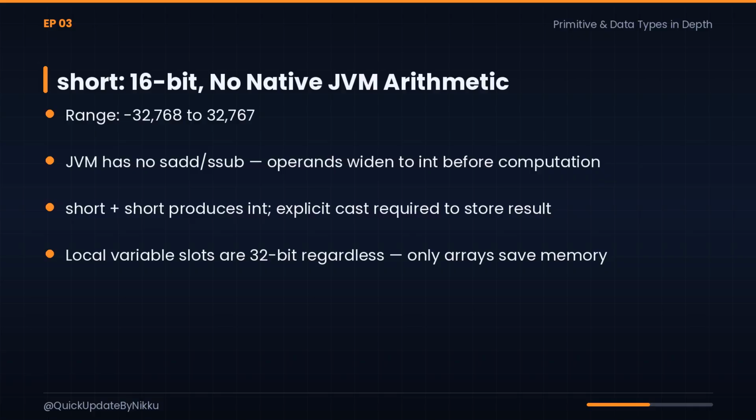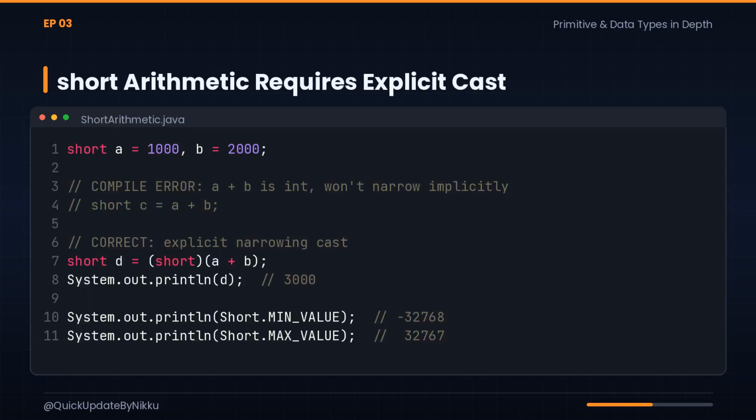A local short variable still occupies a full 32-bit slot in the JVM's local variable array, so memory savings only materialize in arrays, the canonical use case being 16-bit PCM audio samples. This compile error catches many developers off guard. The expression a plus b is evaluated as int because the JVM promotes both operands before adding. Java's type system then refuses to silently narrow that int back to short. You must write the explicit cast yourself.